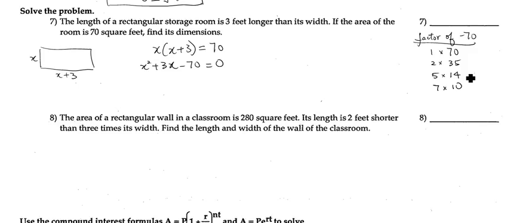And which pair? Wait a minute. It's a negative, right? So one of them must be negative. So that means I'm looking for the difference. Which pair will have the difference of 3? The last one. And then I give the negative to which one? To the 7. So that they will add together to equal 3. So now I can actually write the answer. It would be x minus 7 times x plus 10.